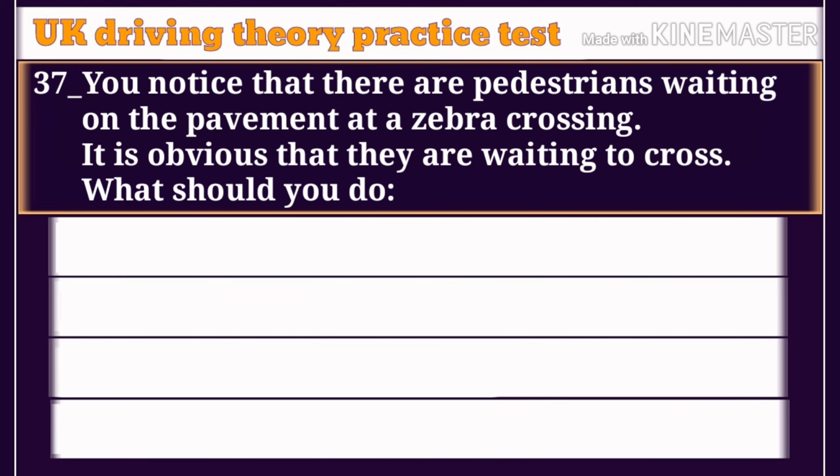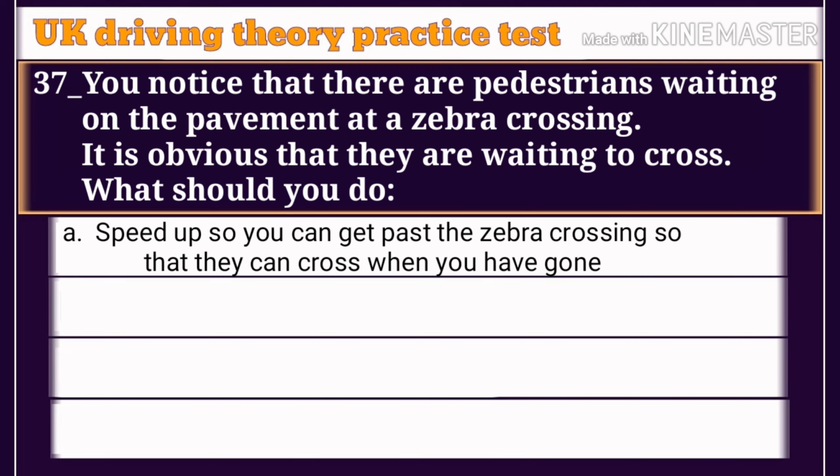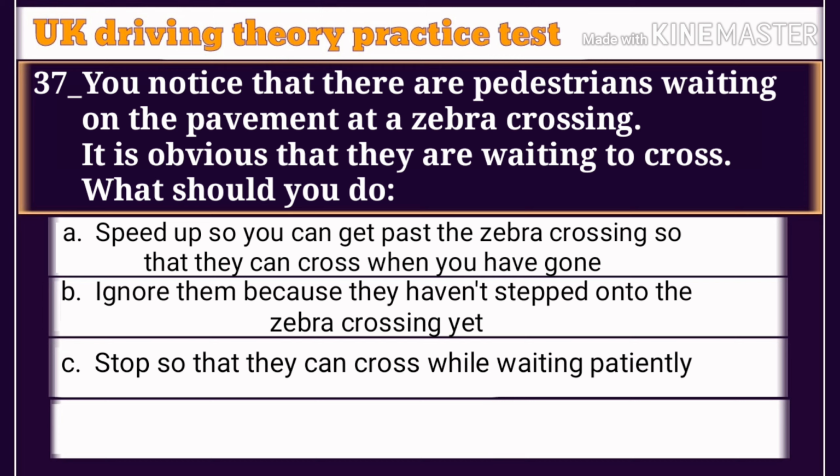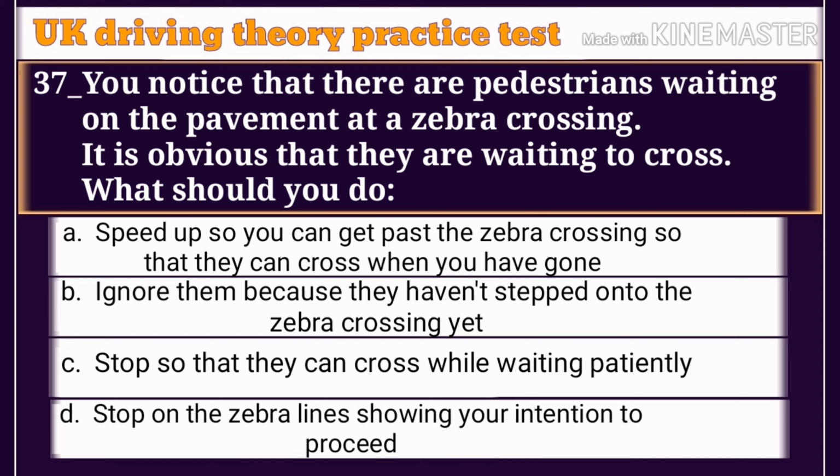Question 37. You notice that there are pedestrians waiting on the pavement at a zebra crossing. It is obvious that they are waiting to cross. What should you do? A. Speed up so you can get past the zebra crossing so that they can cross when you have gone. B. Ignore them because they haven't stepped onto the zebra crossing yet. C. Stop so that they can cross while waiting patiently. D. Stop on the zebra lines showing your intention to proceed. The correct answer is C. Stop so that they can cross while waiting patiently.